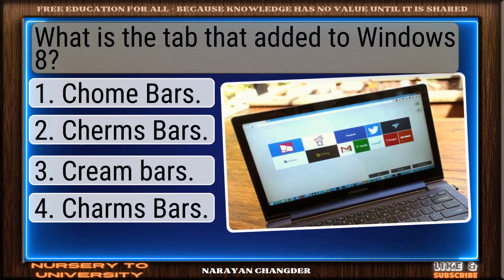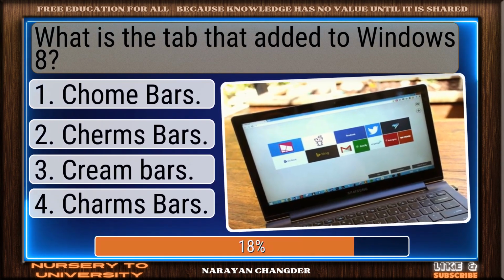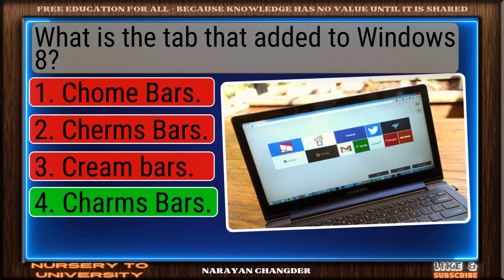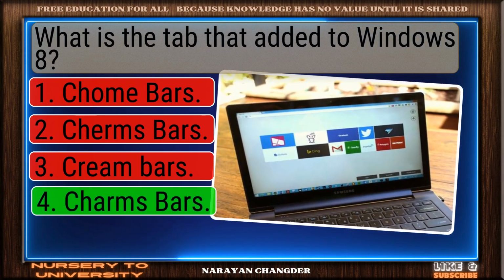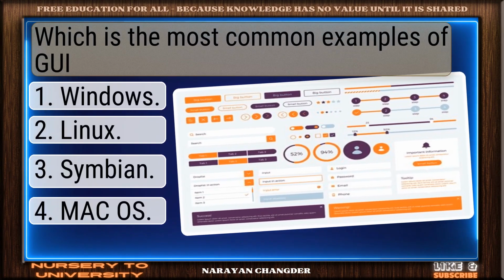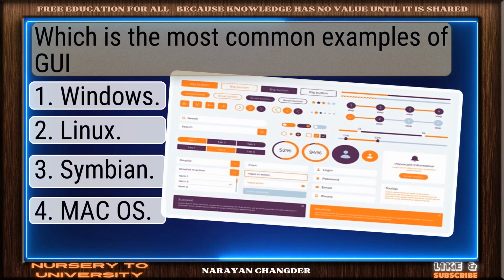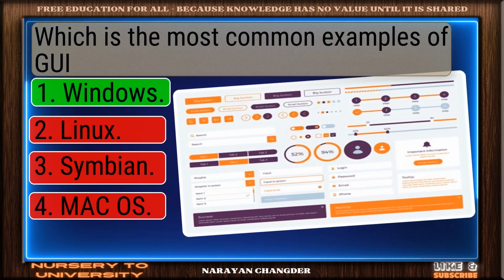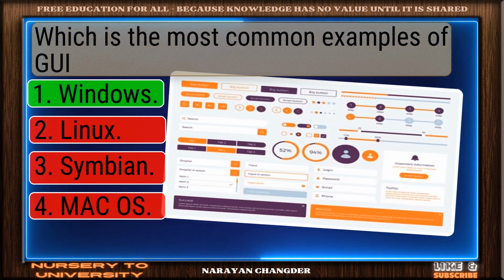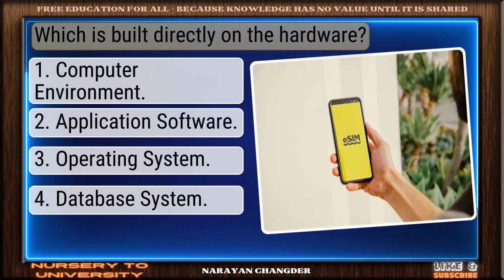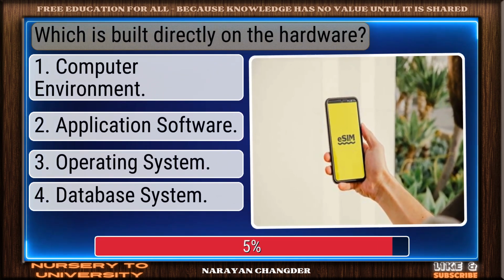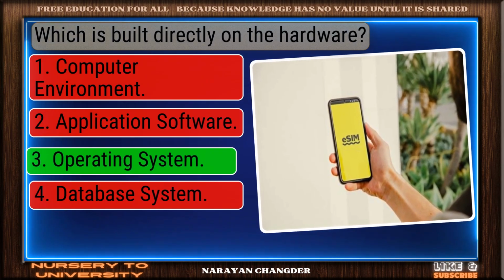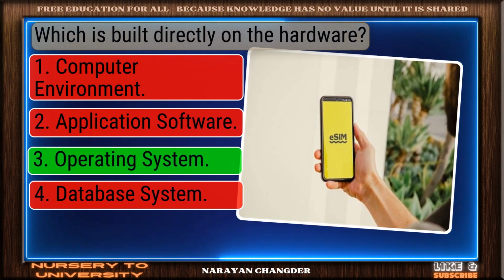What is the tab that added to Windows 8? Right again. Charms bar is a valid answer. Which is the most common example of GUI? Great job. Windows is the accurate answer. Which is built directly on the hardware? Right choice. Operating system is the best answer.